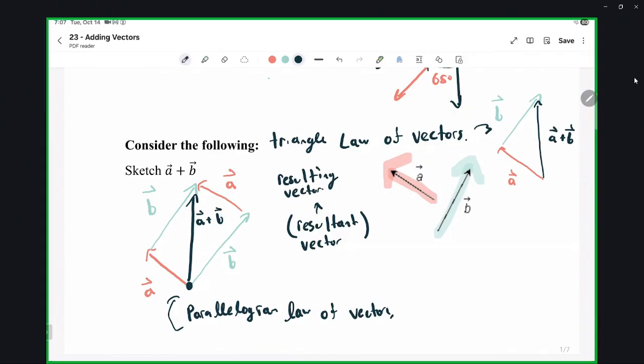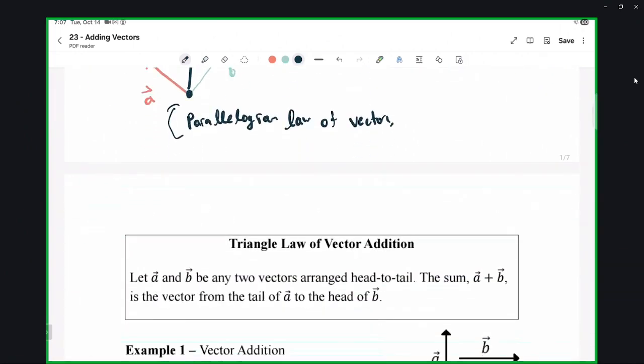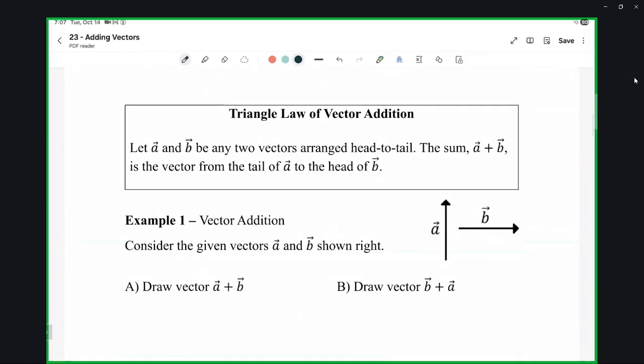Okay, and again, the only thing I have to mention is that these are not to scale. If I was on a computer, I would just drag these using my mouse, but I'm on a Galaxy Pad right now, so it doesn't quite look that way. Okay, let's continue on. So the triangle law of vector addition runs as such.